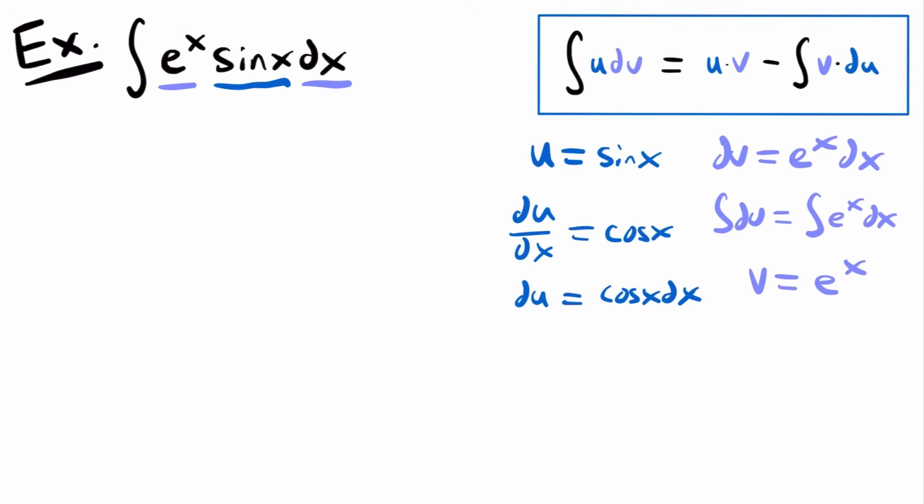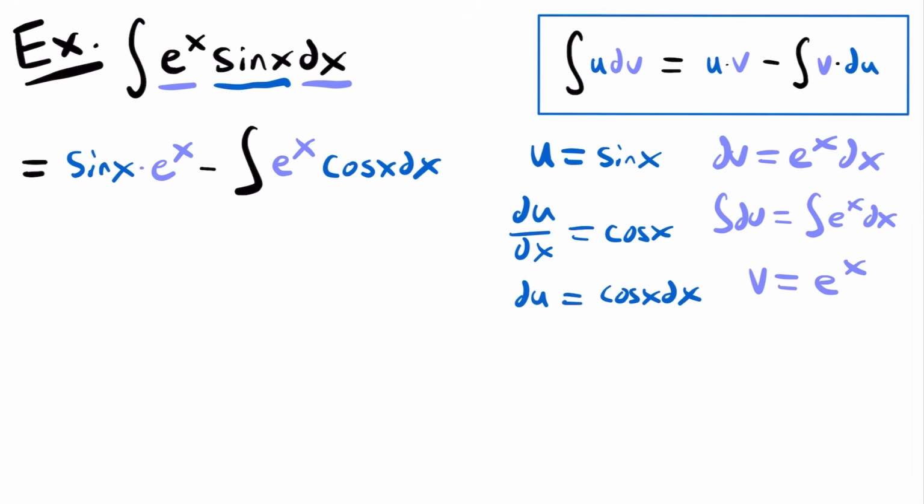All right, and so let's rewrite this integral. Let's see what happens when we do that. We will have that this integral is equal to u times v, so we'll have sine x times e to the power of x. So I'll write sine x times e to the power of x, and then we will subtract the integral of v, which is e to the power of x, times du, which is cosine x dx. So I'll rewrite that. We'll have cosine x dx, and now we have an integral that is very similar to what we started with. Instead of having e to the power of x times sine x, we have e to the power of x times cosine x.